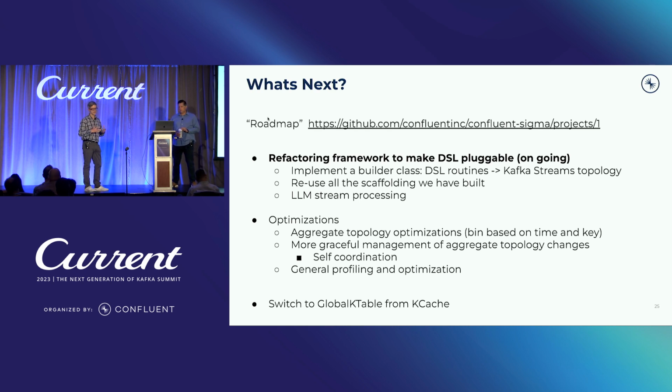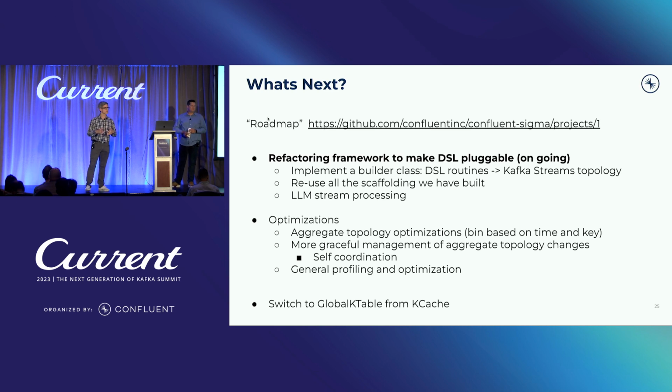We also need a more graceful way of managing the aggregate topology chains. Mike alluded to this right now. If you get a new rule or you change an existing rule that changes like the window, it means stopping and restarting the topology. It's not very graceful. It's a little bit of a free-for-all. It's been working in our testing, but I was talking to Matthias earlier, and, yeah, we don't generally recommend that.